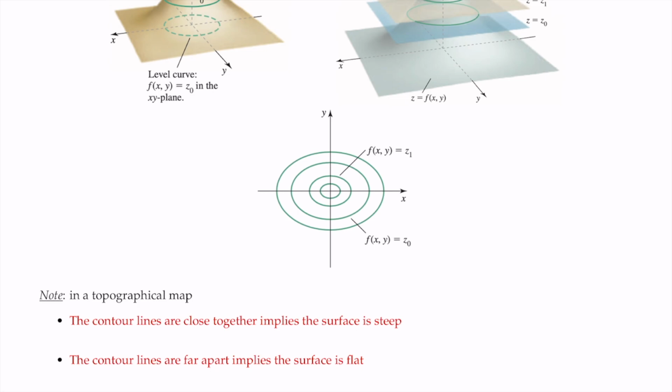In a topographic map, when the contour lines, or level curves, are close together, it implies the surface is steep. When the contour lines or level curves are far apart, it implies the surface is flat. So the next time you go hiking and you have a topographic map, you understand where it's coming from and what it's telling you.